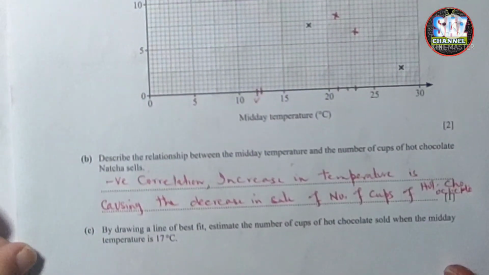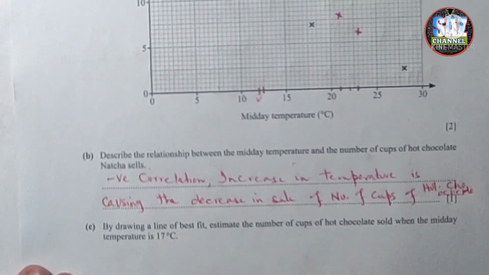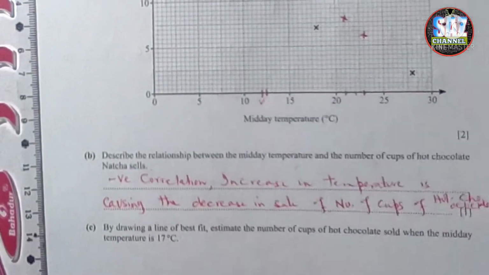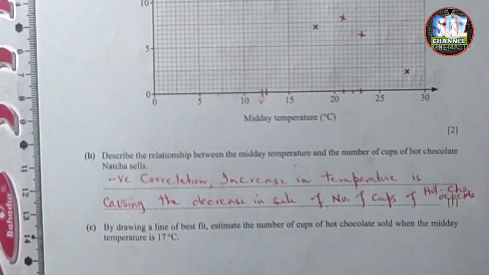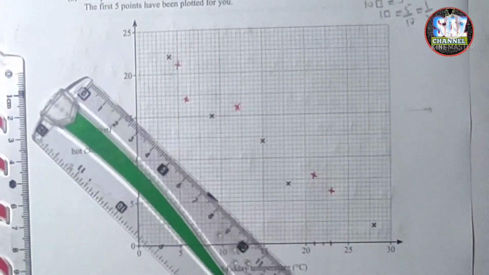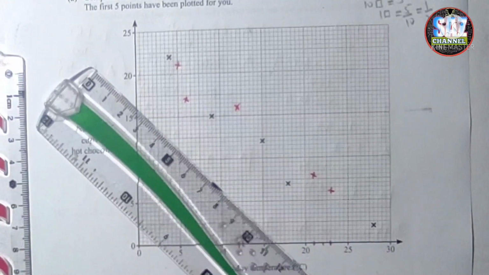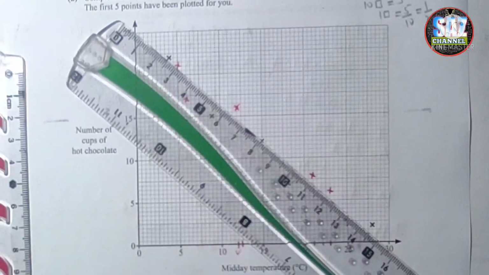And the next part says that by drawing a line of best fit, estimate the number of cups of hot chocolate sold when the midday temperature is 17 degrees centigrade. So recall how to draw the line of best fit. The line of best fit is the line that passes through the midpoint of most of the plotted points in such a way that it leaves at least half of the points below the line and half of the points above the line.